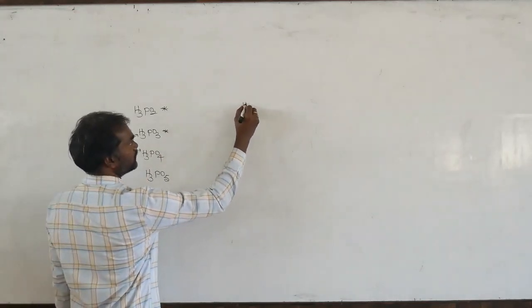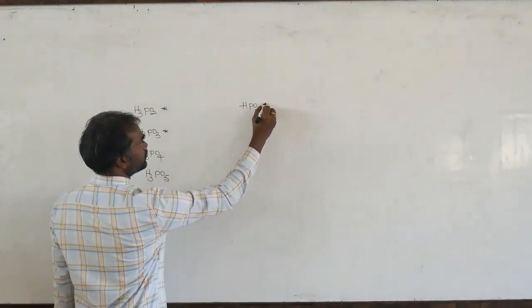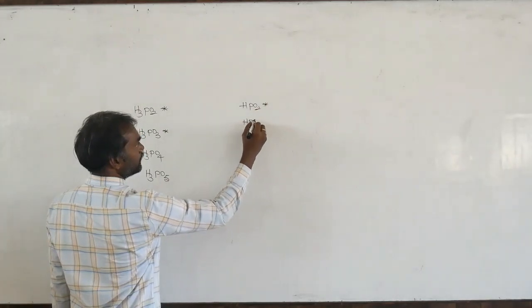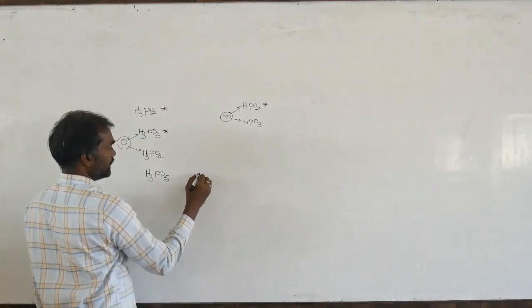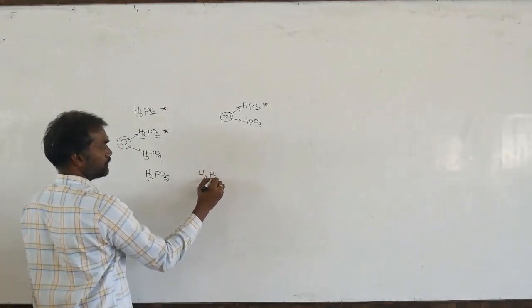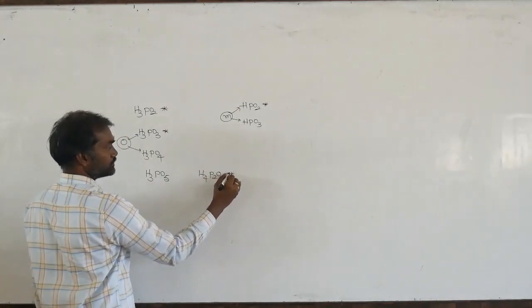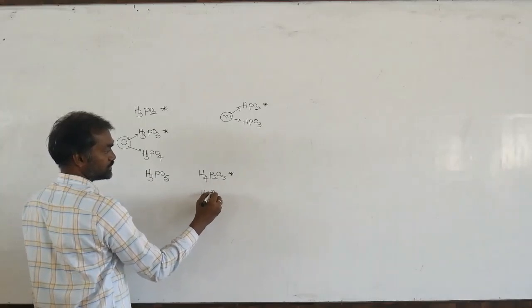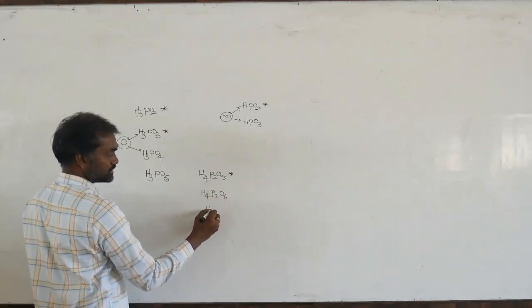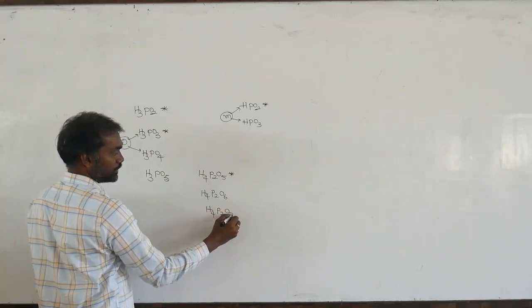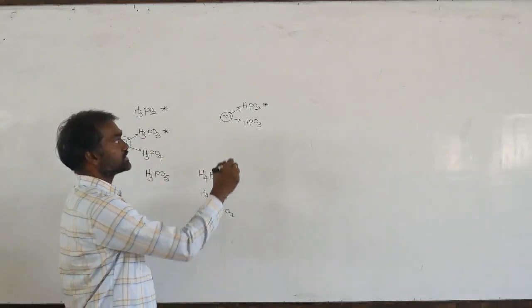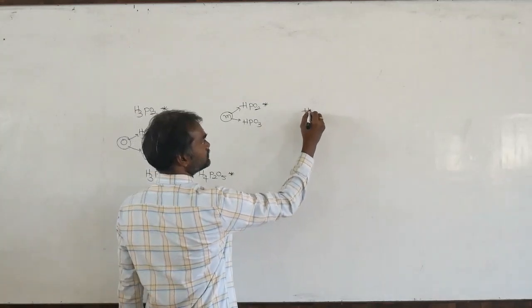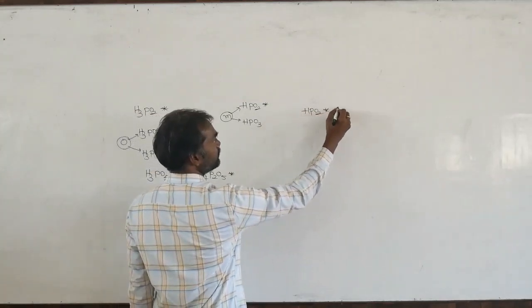So now HPO2, HPO3. Next H4P2O5, H4P2O6, H4P2O7. So these structures we are going to discuss now. First HPO2. So what is the HPO2 name?